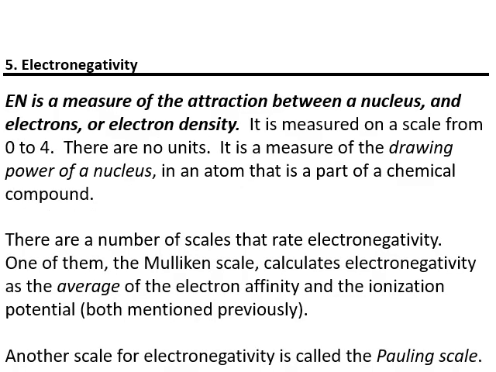So electronegativity is the one that we use the most out of all of those. It's a measure of the attraction between a nucleus and electrons, or electron density. The way that we do it now is that we measure it on what's called the Pauling scale, which starts at 0 if you have no electronegativity and goes up to 4. So the most electronegative element would be at 4.